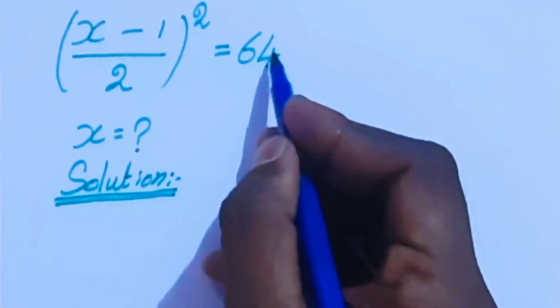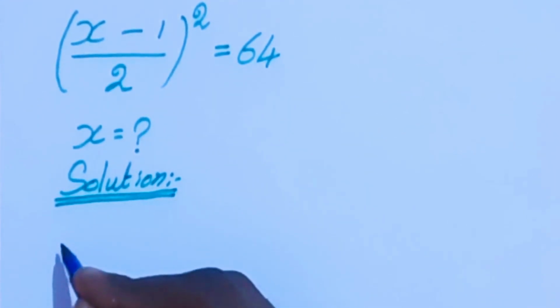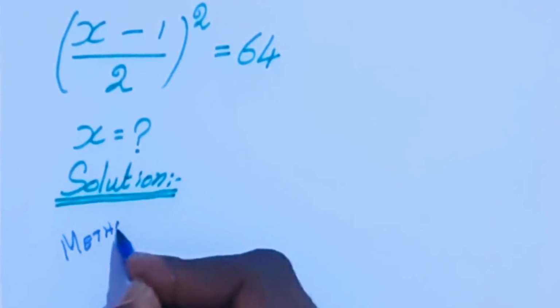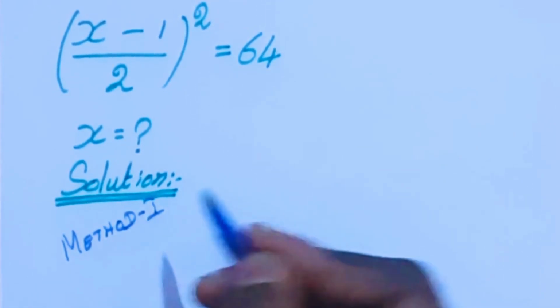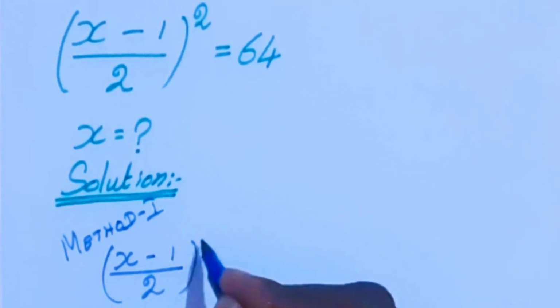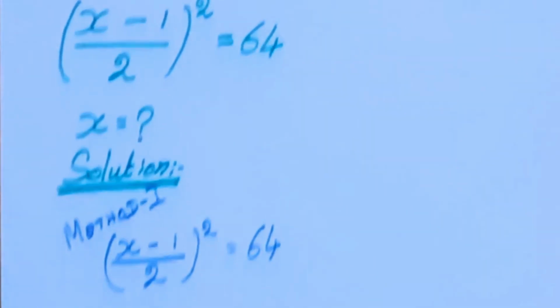Today we are going to solve this problem to find the x value. Solution: we are going to see two methods. Method 1: ((x − 1)/2)² = 64.